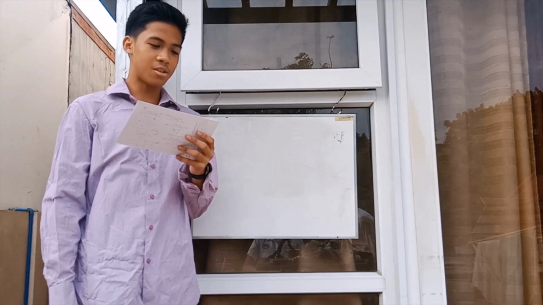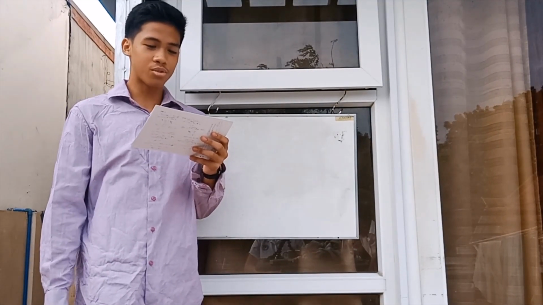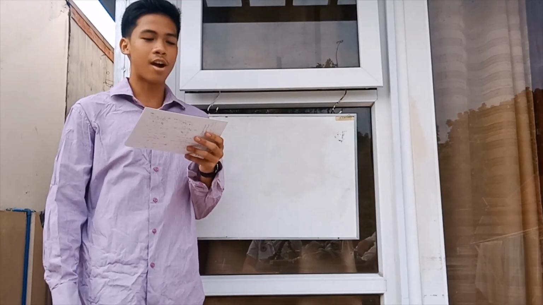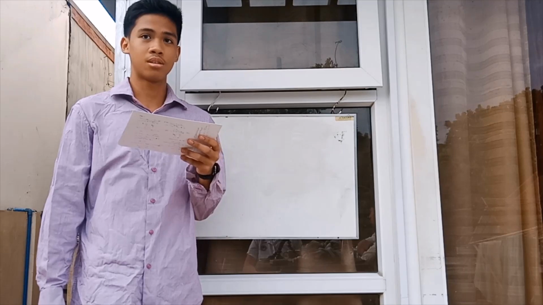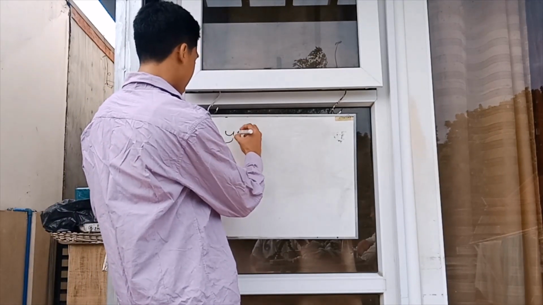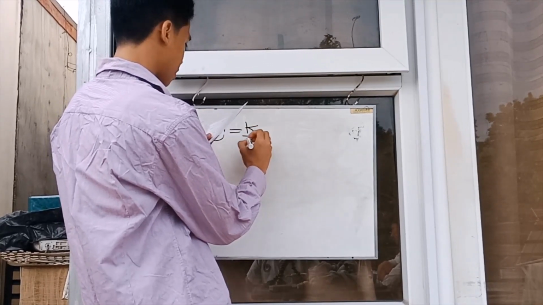For variables x and y and constant k, if xy is equal to k, then y is inversely proportional to x, or y varies inversely as x. So, in symbols, y equals k over x.